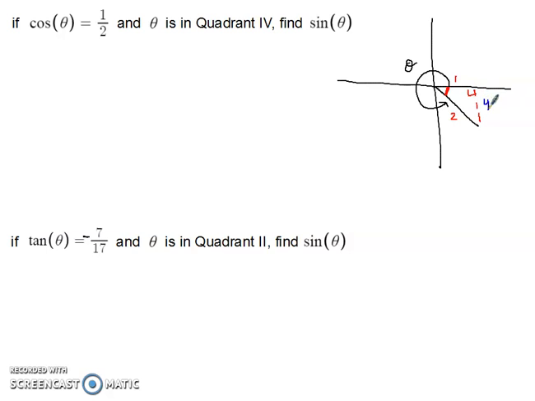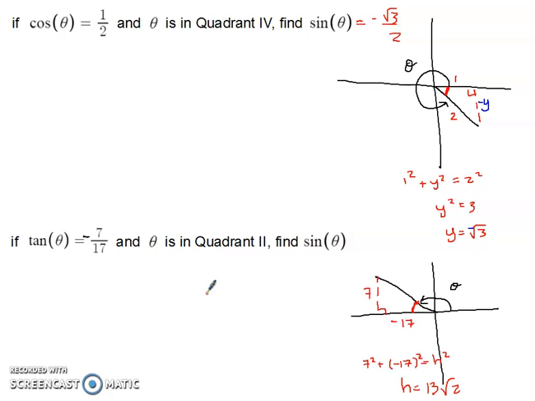I'm going to go ahead and call this y, since we are talking about a y value. Using my Pythagorean theorem, 1 squared plus y squared is equal to 2 squared, so y squared is equal to 3, which means that y is going to equal the square root of 3. Since we are in that fourth quadrant, y is negative, giving me a sine value of negative square root of 3 over 2. And to check number 2, our answer for number 2 should be positive 7 over 13 rad 2.